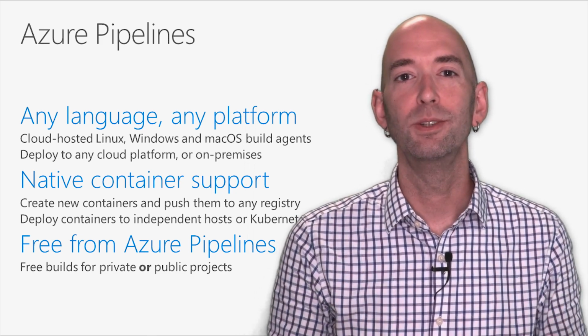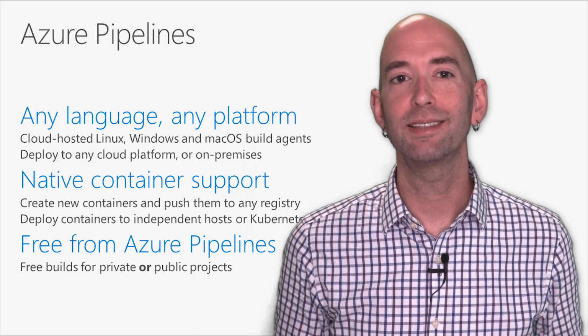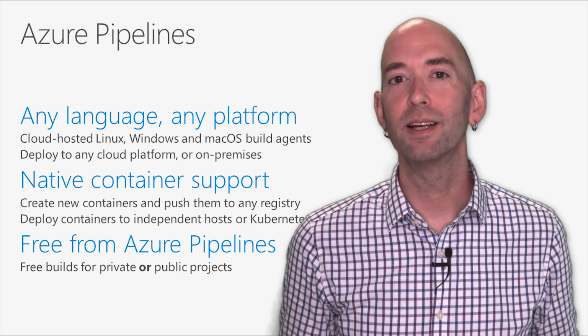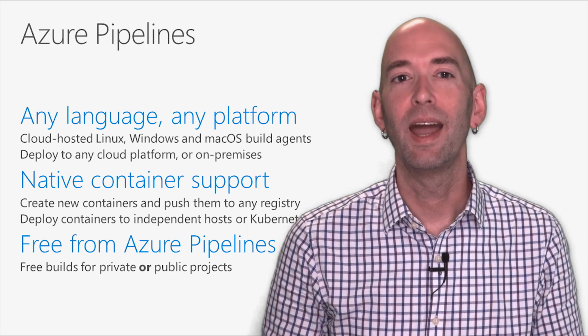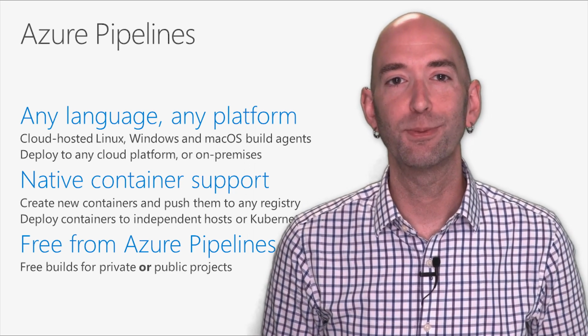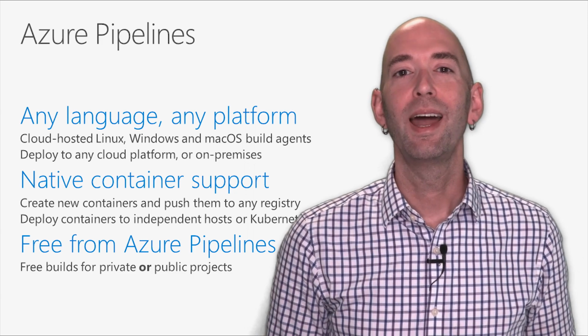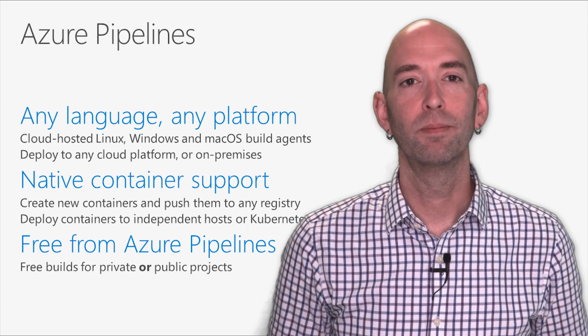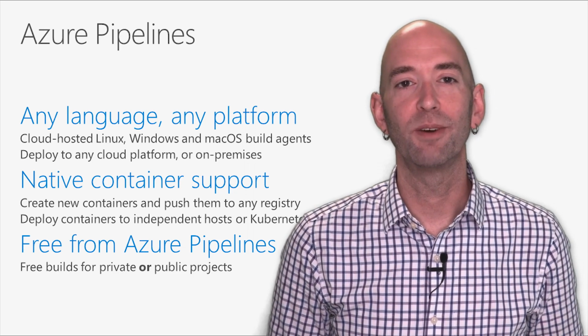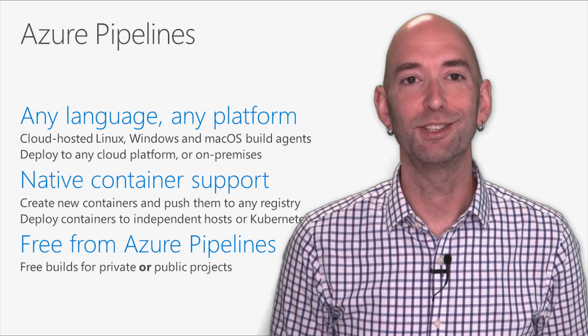So, it supports your project, whether that's a Node.js app, Java, Ruby on Rails, .NET, or heck, even old school C. And Azure Pipelines provides build agents for you for Linux, Windows, and Mac OS, so that you can build your project on every platform. And they're hosted in the Microsoft Cloud, so that you don't have to manage them.